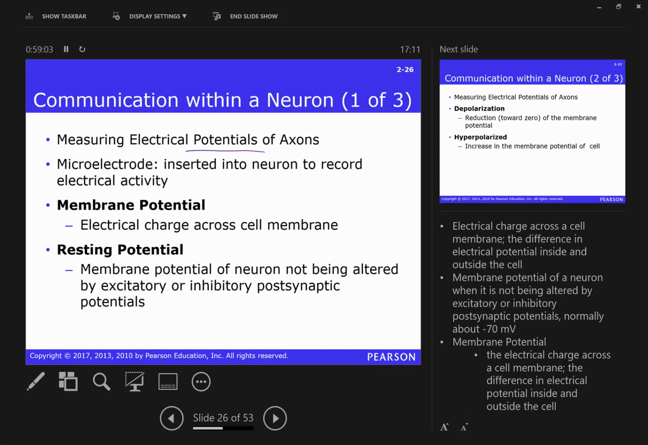We get something called a microelectrode. And what is a microelectrode? It's a really thin, sharp piece of metal that you're going to jab right into an axon. Okay? Stick it into an axon, you can stick it into a neuron. It's going to give you some sort of reading on that electrical activity, right?